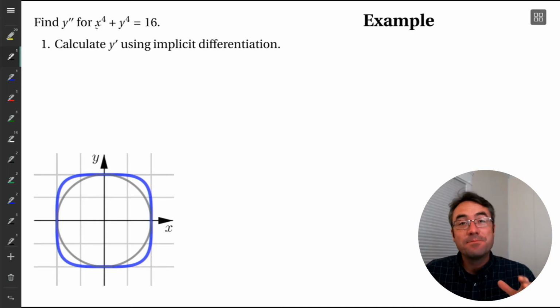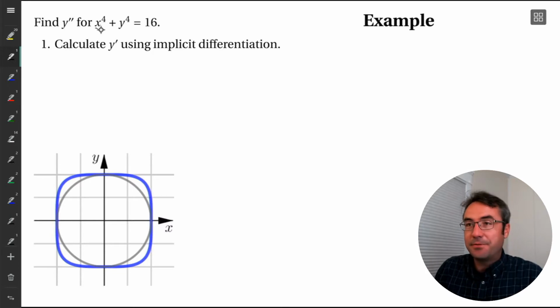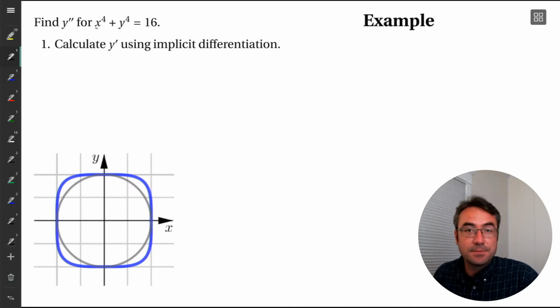Let's try one more. This time we'll see how to calculate the second derivative. So we have the equation x to the fourth plus y to the fourth equal to 16, and we want to calculate y double prime, the second derivative. How do we do this? Well, if we want the second derivative, we need the first derivative. We need to get that first.